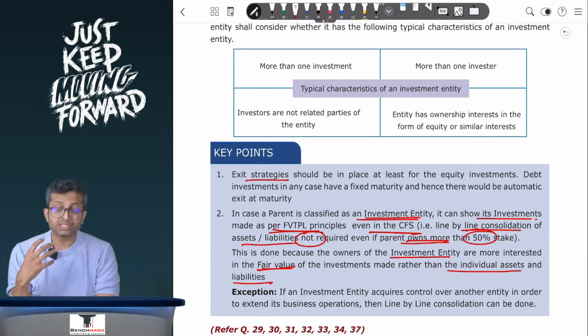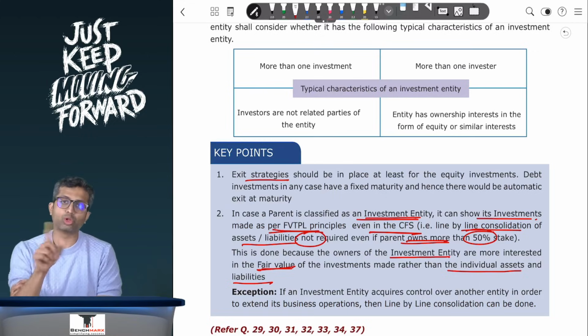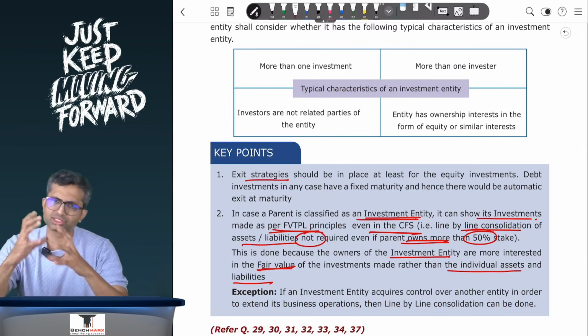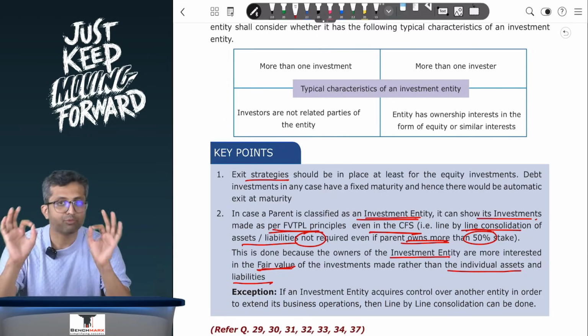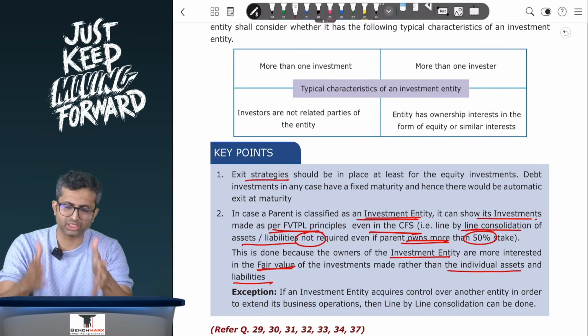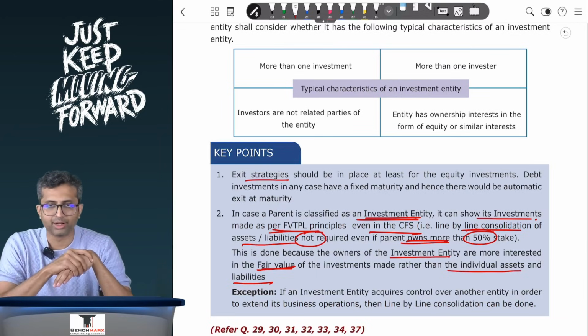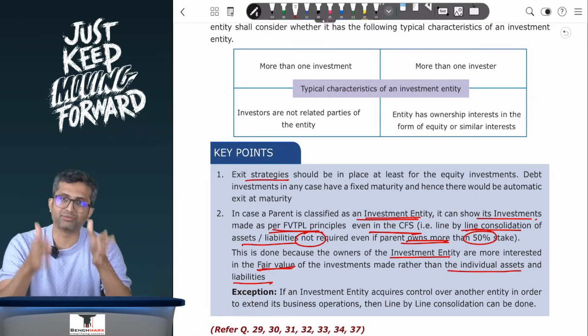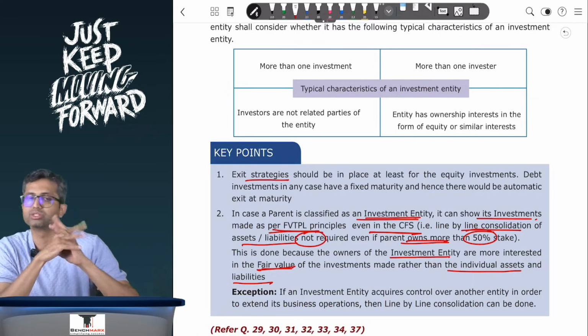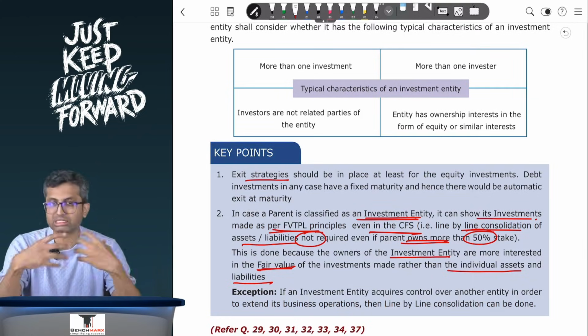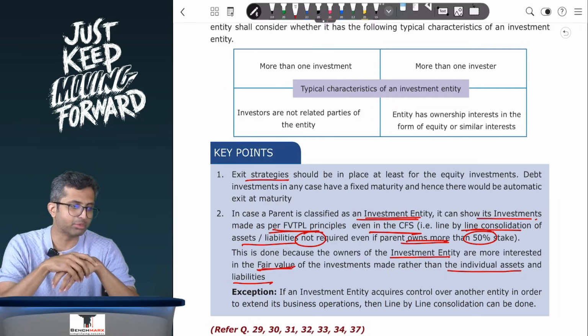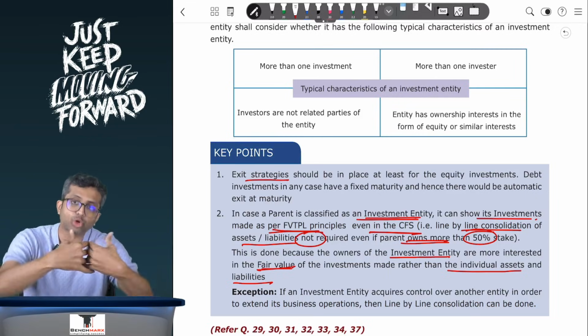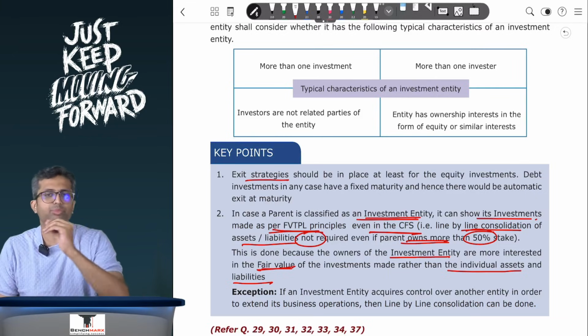Now that largely takes care of consolidation of the subsidiaries. If you also want to do consolidation of joint ventures and associates, I have a separate video for this, for which I will share the link in the description as well as on the top over here, so you can probably refer to that if you also want to cover joint ventures and associates.